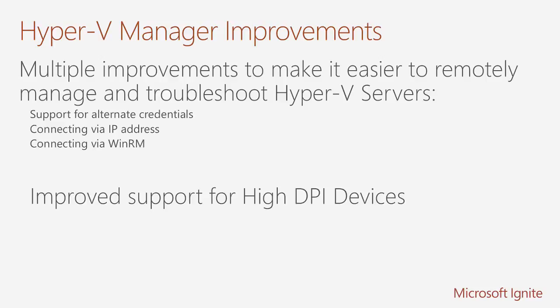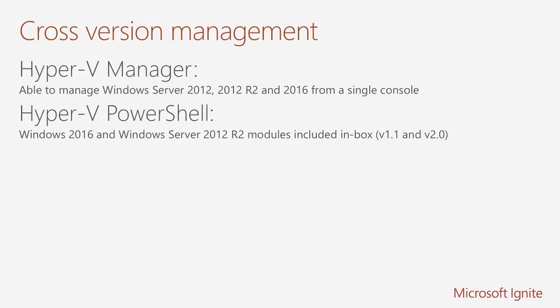We've also done a bunch of work around making Hyper-V Manager better on high DPI devices like Surface Books. We've done work for cross-version management. So in Windows Server 2016, Hyper-V Manager can manage 2012 and 2012 R2. Similar story with PowerShell. We now allow you to do multiple version management with PowerShell.